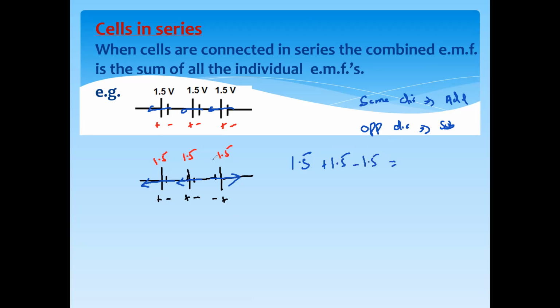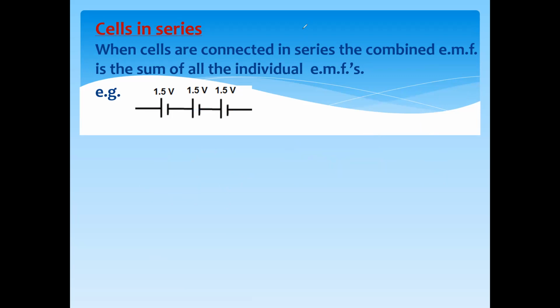So what will be the combined EMF? The combined EMF is equal to 1.5 volts, because the plus 1.5 and minus 1.5 cancel, so we are left with only 1.5. So this is how we work out, when cells are connected in series, one cell connected to the other, we can work out their combined voltage.